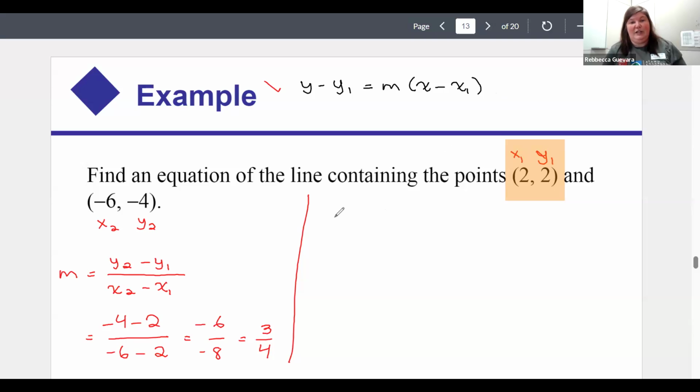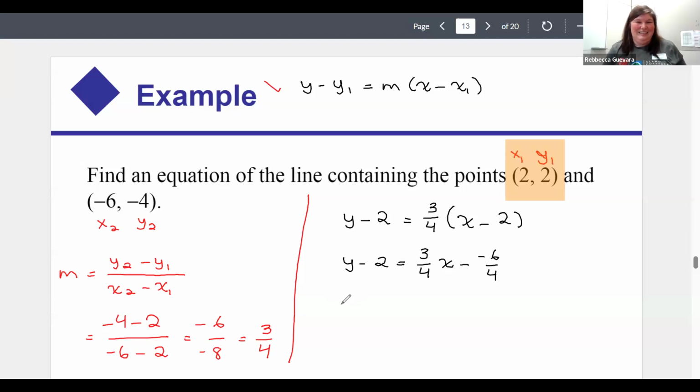So now we can use that equation. So we have y minus y1, which we said is 2. My slope, I said, is 3/4. And then I'm going to have x minus x1, which is 2 as well. So we'll just solve for y. So 3/4 times x is 3/4 x. 3/4 times -2 is going to be -6/4. So they don't always come out nice and pretty.